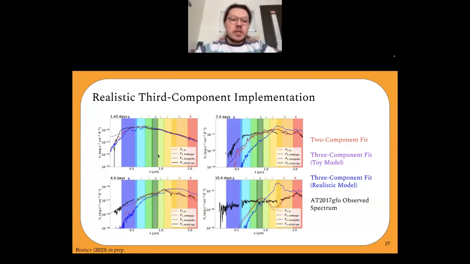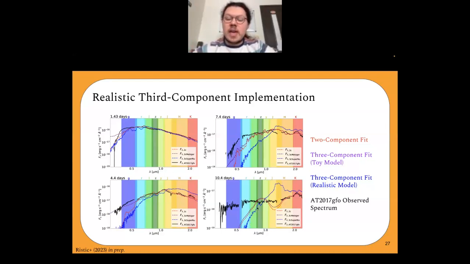Interestingly, at 1 day it's not as obvious, but at 4 days it becomes obvious that our blue fit, which is the realistic implementation of the third heating component, is less bright than even our initial two-component fit. It really starts to show at 7 days, where there's a significant difference. We have effectively removed flux from the G and R bands, which is the exact opposite of what we wanted to do.